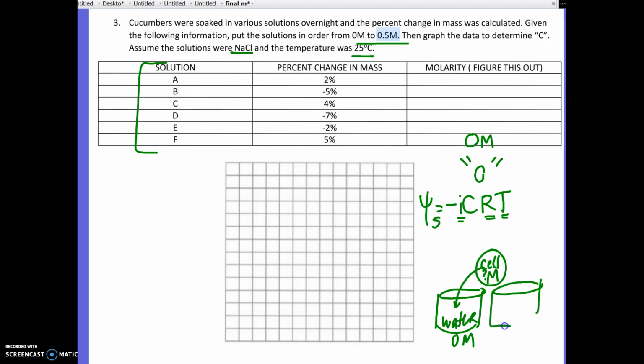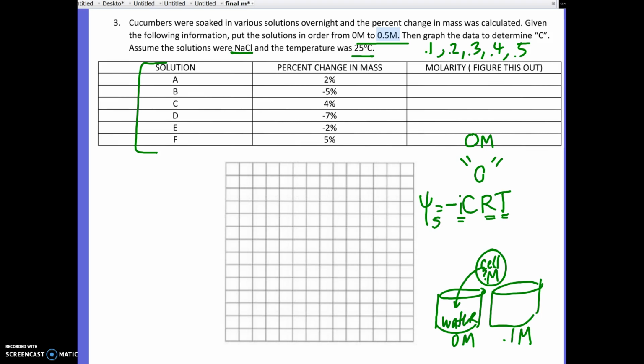Now, my next solution, in this case, I'm doing 0.1, 0.2, 0.3, 0.4, and 0.5. That's the 5 molarities aside from the water. I know that if I put my cell, whatever it is, in 0.1, it's not going to gain as much weight as in pure water because I should be getting closer to whatever the molarity of the cell is. Technically, if I pick a molarity that's higher than what the cell is, it should lose weight.